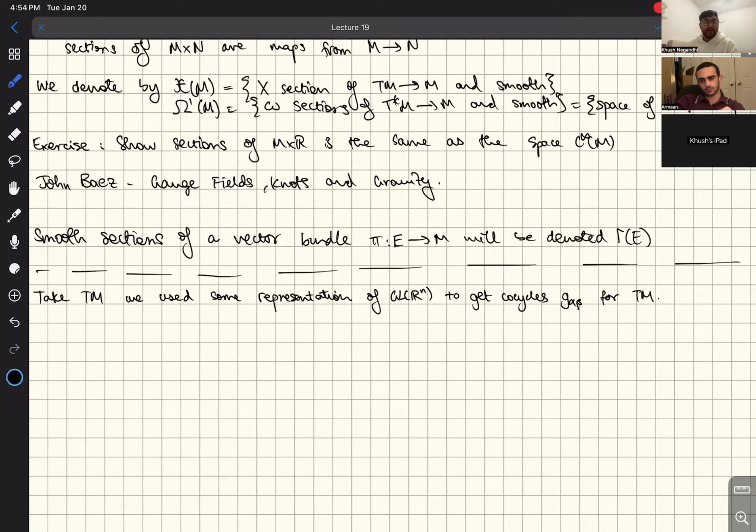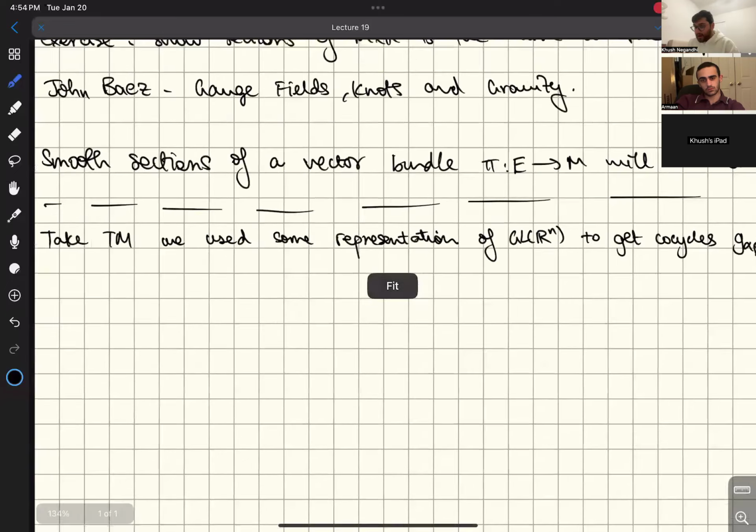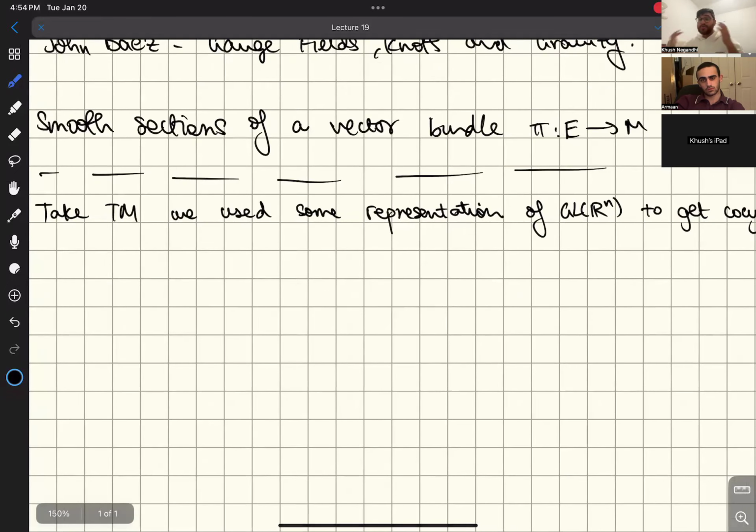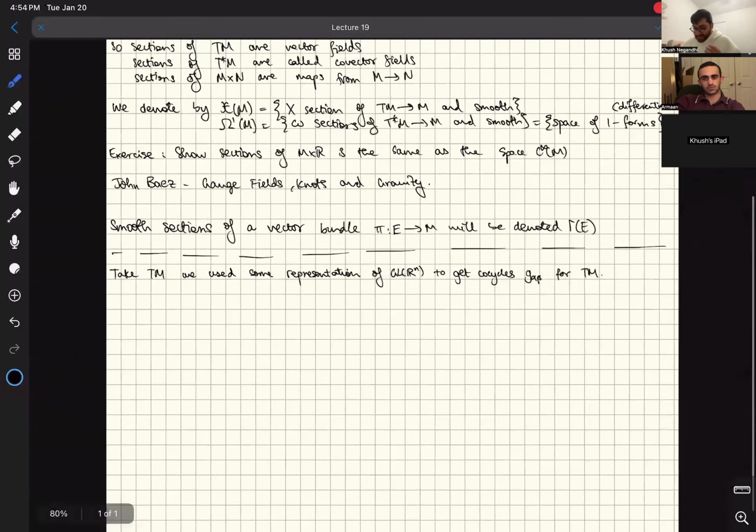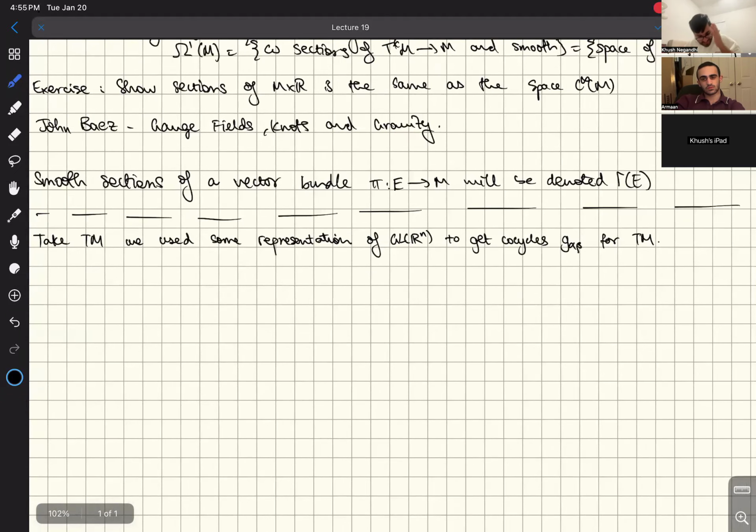So what we did was take the standard representation of GL(n,R), which just maps every vector to itself. To get T star M, we just dualized that representation. Now, to construct the tensor bundles, all we're going to do is take some tensor representation of this. Very simple. This is really not even that difficult. From the point of view of, okay, we take a map and then we just take tensor products.